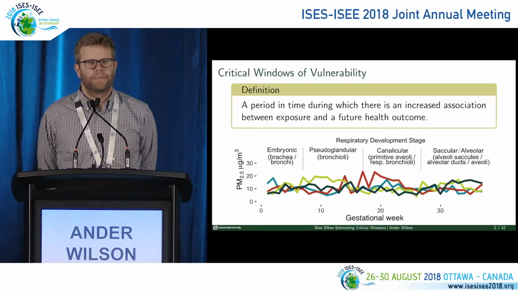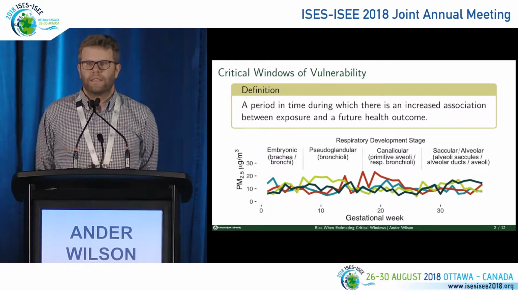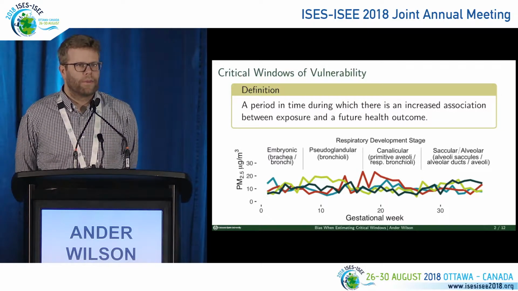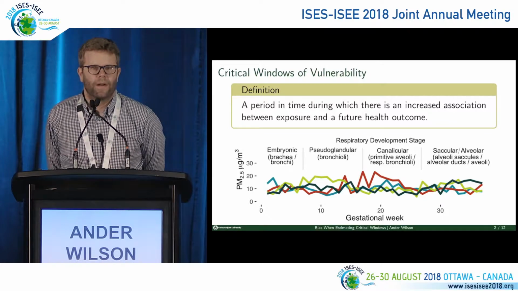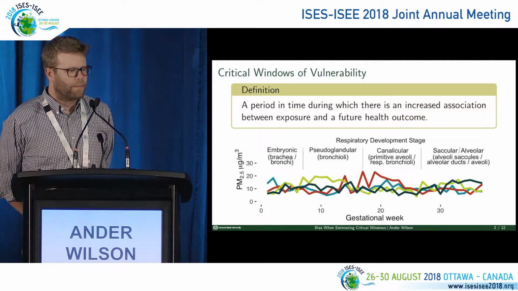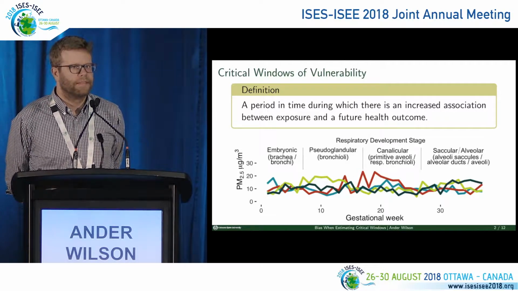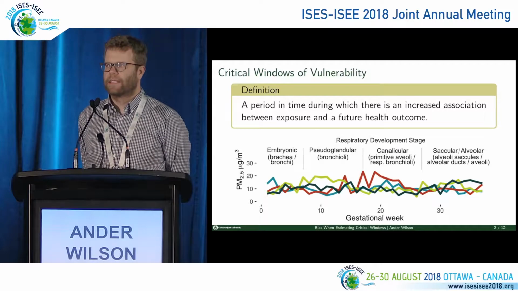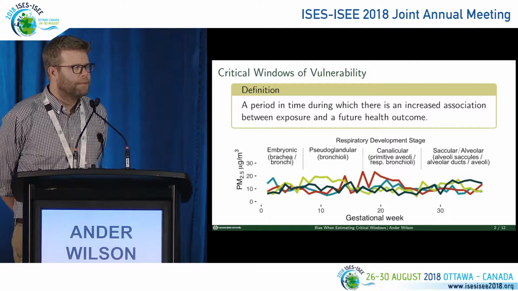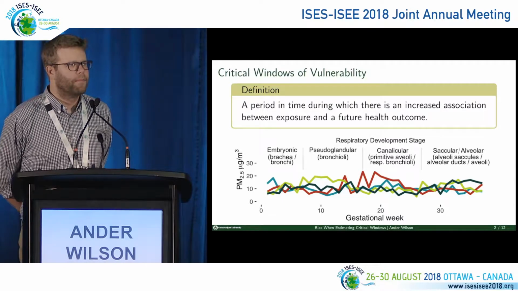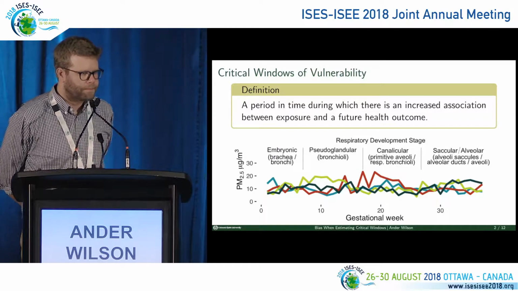So by critical windows of exposure, what I'm talking about is a period in time during gestation where there's an increased association between an exposure and a future health outcome or birth outcome. Right. So on the bottom of this slide here, what you can see is, for 4 mothers in a birth cohort, the mean weekly PM2.5 exposure. And of course, we get this variability over time, and that's what we're trying to exploit, this within mother variability, so we can identify time periods. By identifying those time periods, those critical windows, we can better estimate the association with the outcome and also start to get at mechanism.